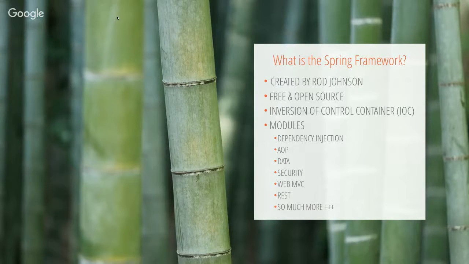AOP. Data, it comes with a lot of really nice data features, and especially when we get into the Spring project world, there's things like Spring Data, which gives us some really great features and an easy way to access data. There's Spring Security for securing your applications. There's Web MVC, which we're going to get into today, building a basic web app with Spring. REST is part of that MVC, the web stuff, so we're going to look at REST today, and so much more. So that's the underlying Spring Framework and what it brings to the table.